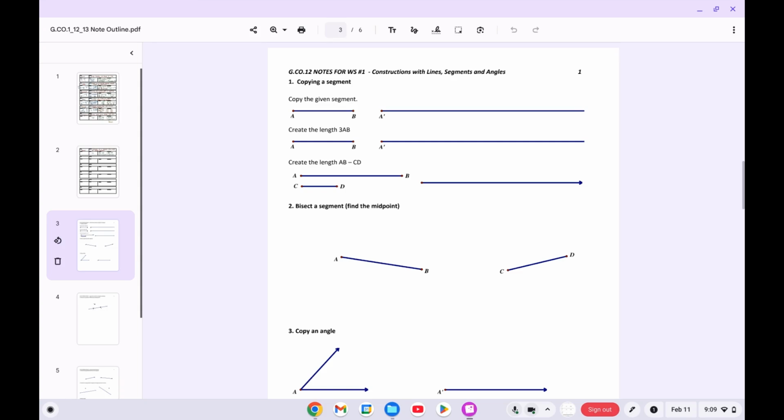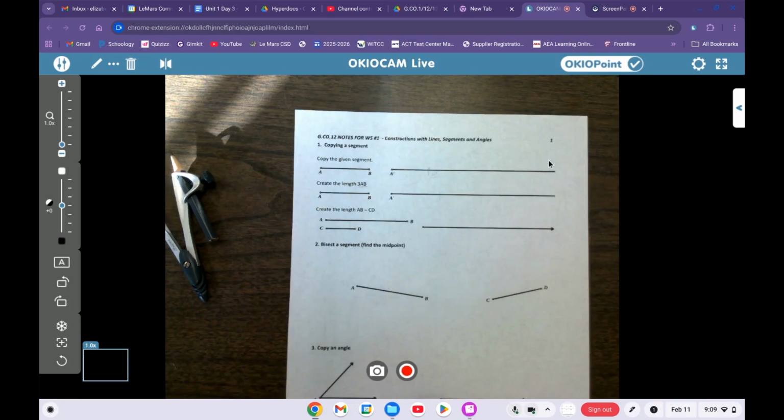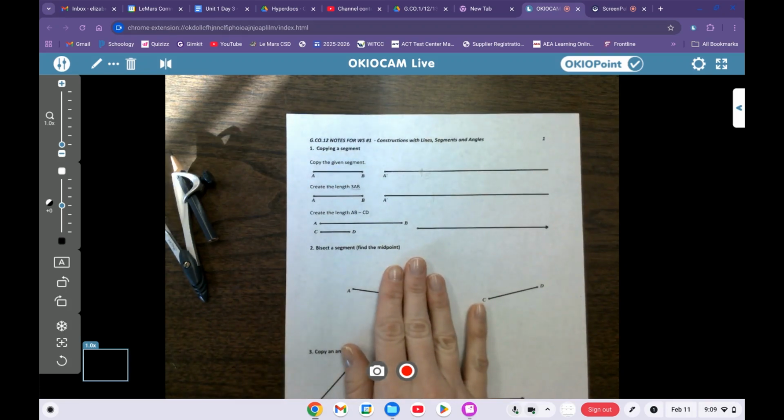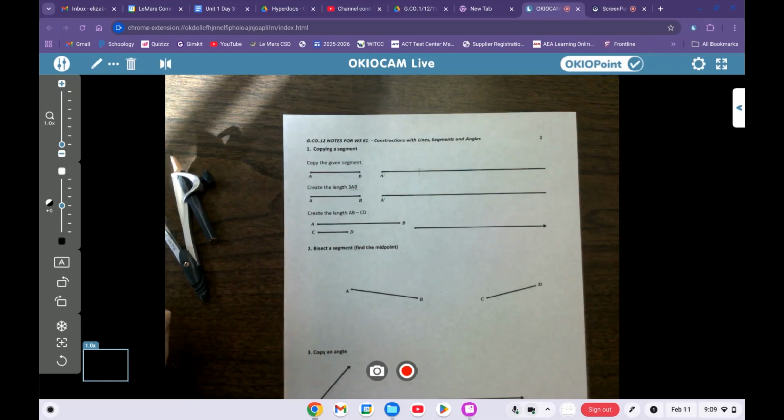So you should be on this page in your notes. Now I'm going to kind of switch my screen here. I have my doc cam plugged in here, and we are going to be doing these together. So I've got my own paper here that looks just like yours, and I'm going to be working through these constructions just like you guys are doing. Now, before we started, I passed out 2 tools for you guys.